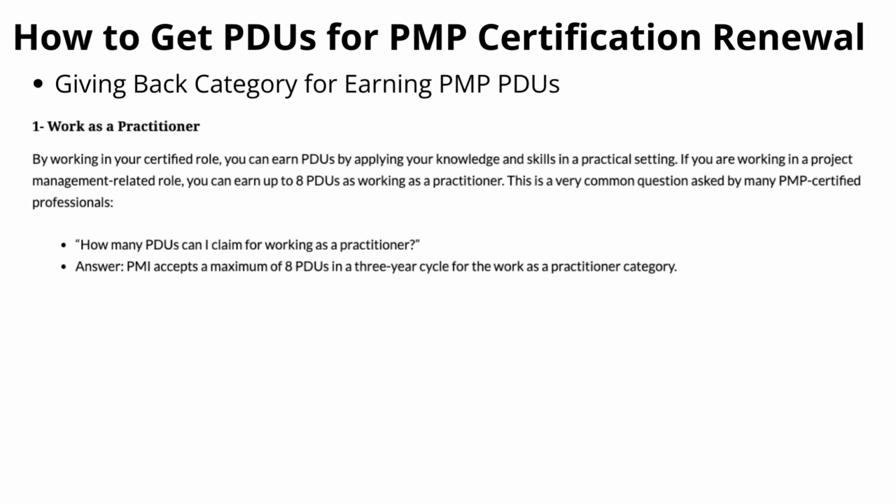1. Work as a practitioner. By working in your certified role, you can earn PDUs by applying your knowledge and skills in a practical setting. If you're working in a project management-related role, you can earn up to 8 PDUs working as a practitioner. This is a very common question asked by many PMP certified professionals. How many PDUs can I claim for working as a practitioner? Answer: PMI accepts a maximum of 8 PDUs in a 3-year cycle for the work as a practitioner category.